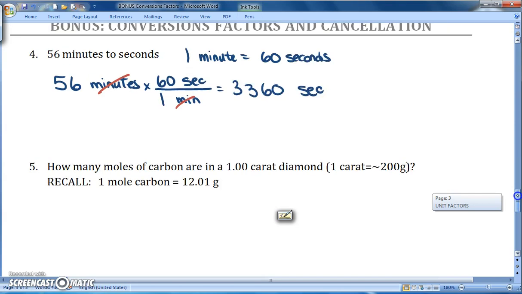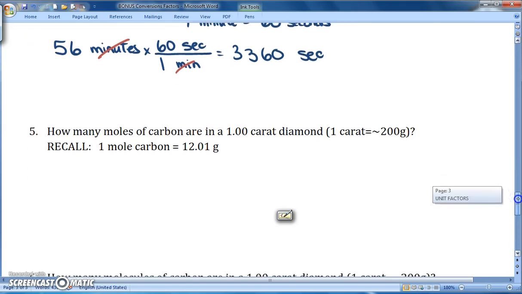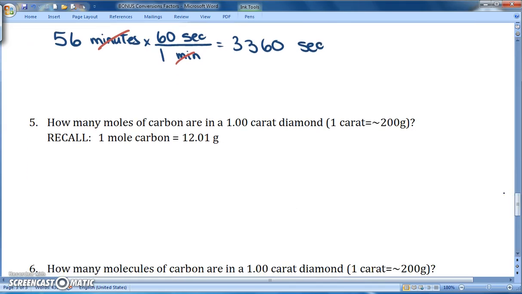Hopefully you're starting to see how we can use one conversion factor to convert into another unit. What becomes even more interesting is when we want to link these unit factors together, and this is really where the power starts to be. So suppose we have a 1 carat diamond and we want to know how many moles of carbon are in it. We might not have a conversion factor that lets us go directly from carats to moles. However, we might have 2 unit factors we can link together.